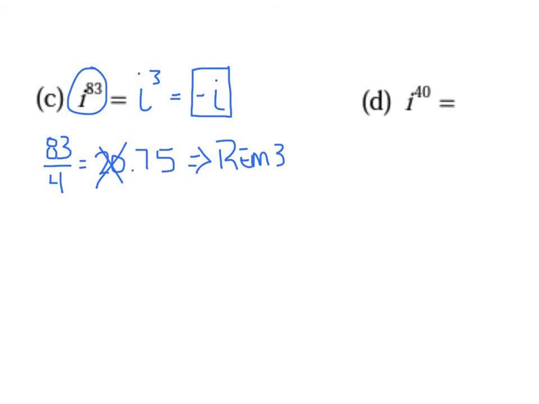And then one more here. Let's see, 40 divided by 4. The calculator said the answer was 10. What does that mean? It means there is no decimal, so the remainder is what? The remainder is 0. So i to the 40th is i to the 0, and just like any other number in math, when you raise it to the 0 power, you get a 1.